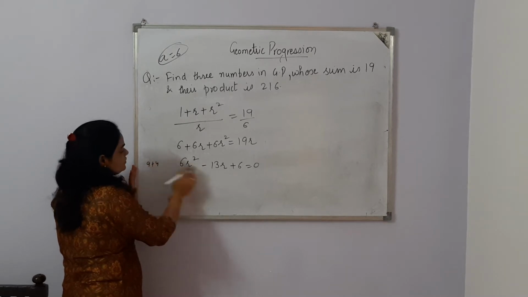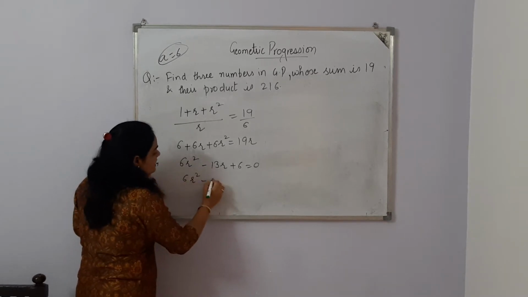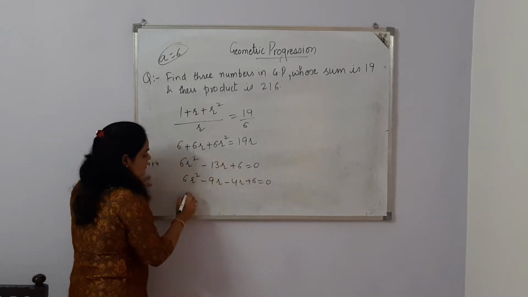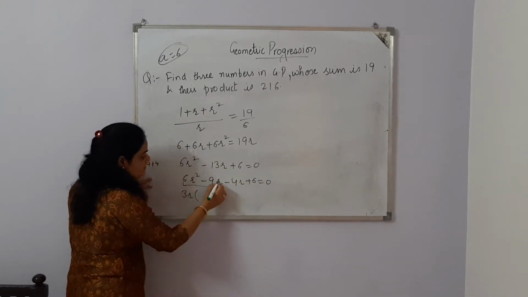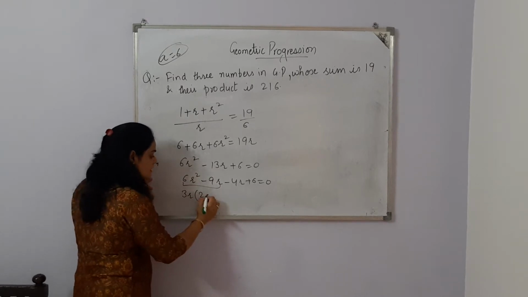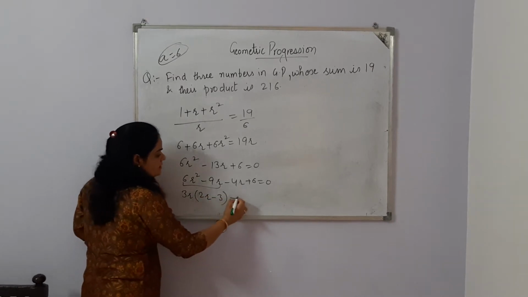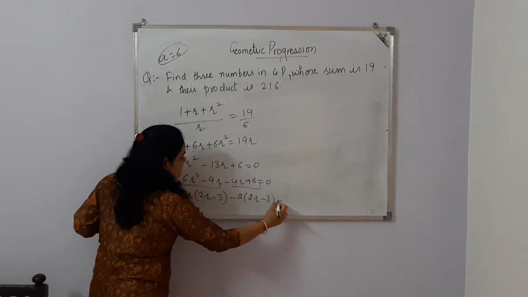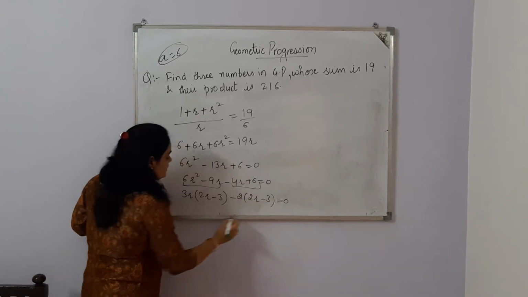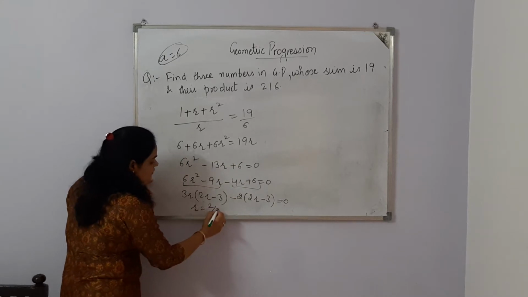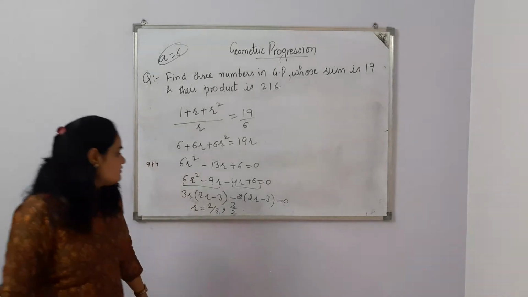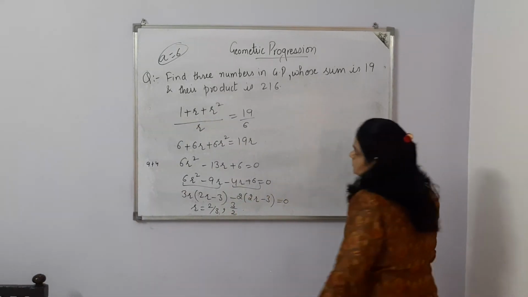9 plus 4 is 13. Okay. Minus 9r minus 4r plus 6 equals 0. So can I take 3r as common from these two terms? So 3r(2r minus 3), and can I take minus 2 as common? So (2r minus 3). So there are two values of r, which are 2 by 3 and 3 by 2.